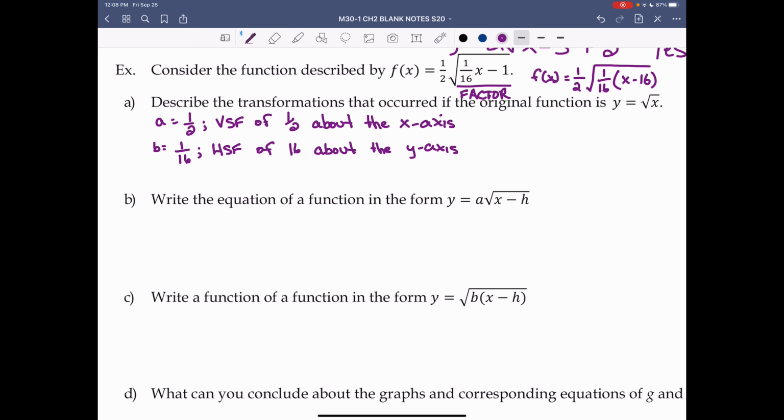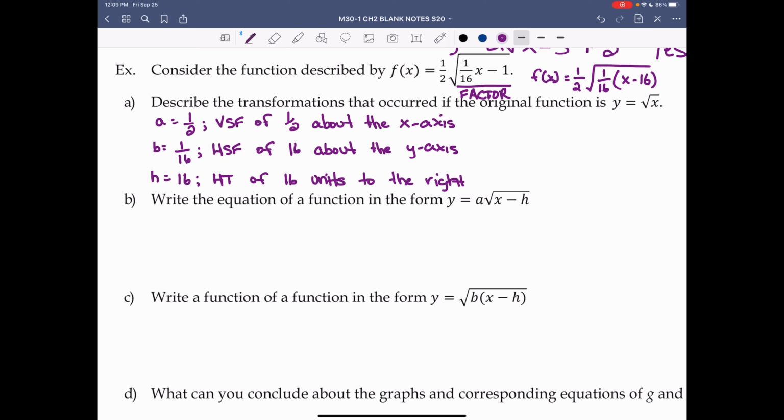about the y-axis. And then we have an h value, h equals 16. It's x minus 16 in the function, so the h value is 16. And this is a horizontal translation of 16 units to the right.